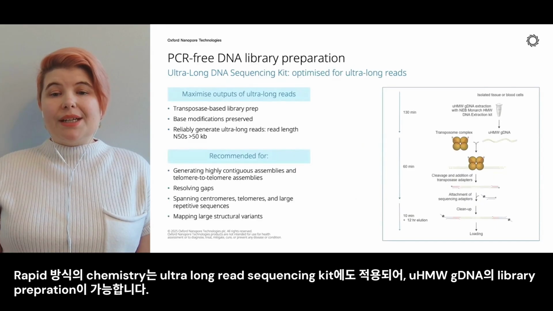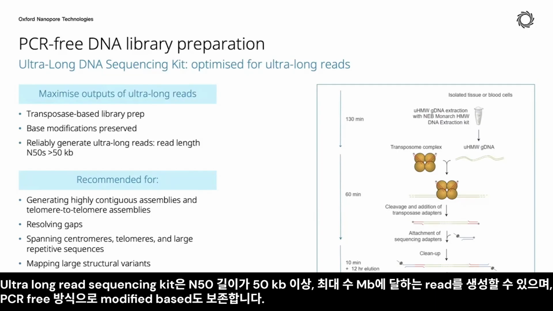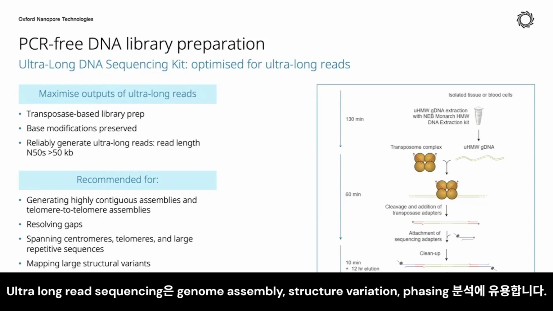The rapid chemistry has also been adapted for use in the ultra-long DNA sequencing kit, enabling library preparation of ultra-high molecular weight DNA. This method delivers read lengths in the 50s of kb and greater, and reads reaching megabases in length, while preserving base modifications. The ultra-long reads generated are particularly beneficial for assembly, structural variant calling, and phasing.